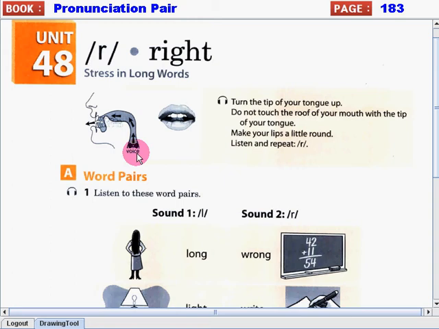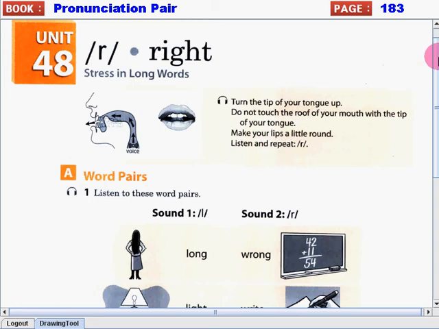So guys, let's try to produce the sound now. Listen and repeat after me. R, R, R. Very good. You can also do it like this. R, R, R. Good job.